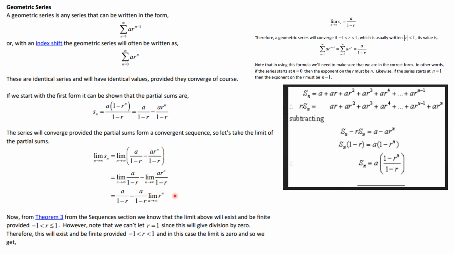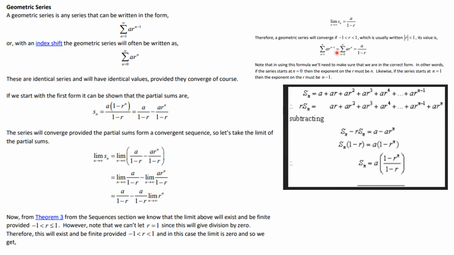For example, if r were 1/2, then r to the n would be 1/2, 1/4, 1/8, 1/16, and so on and so forth. So that would go to 0. So all of this goes to 0.